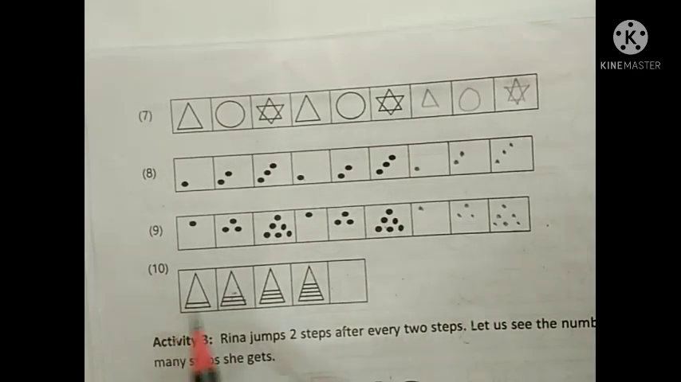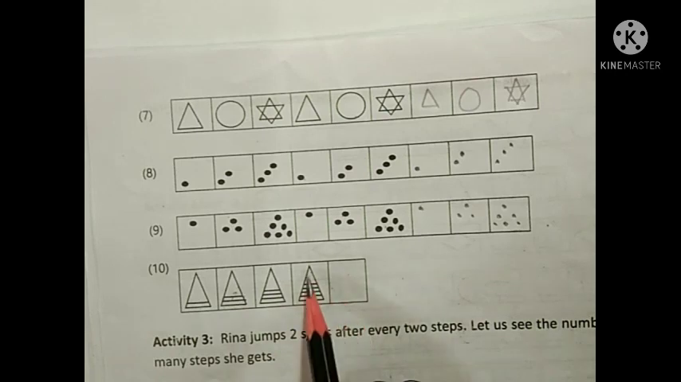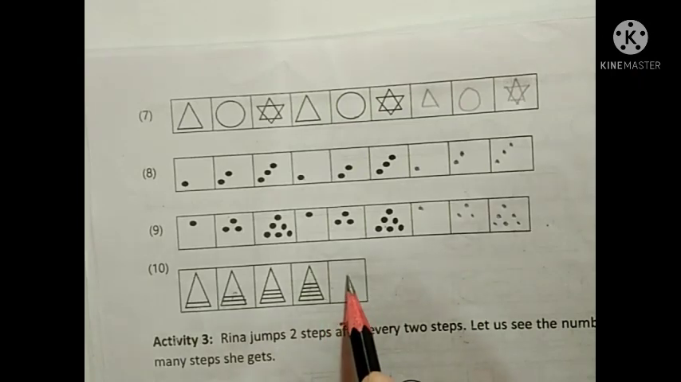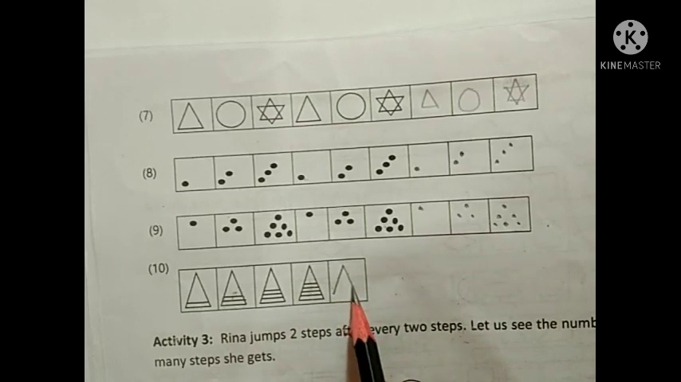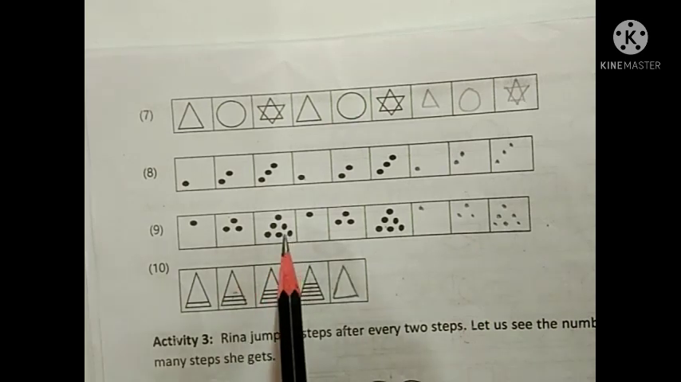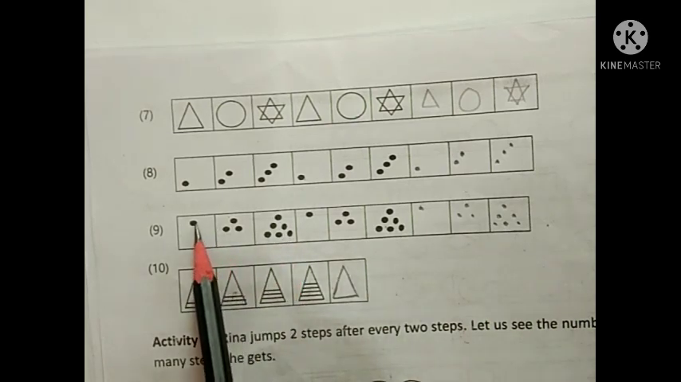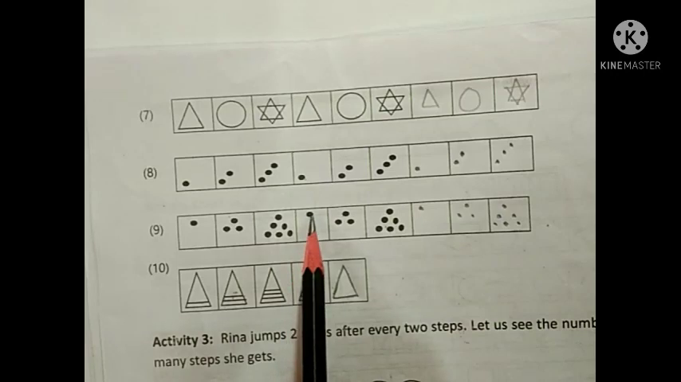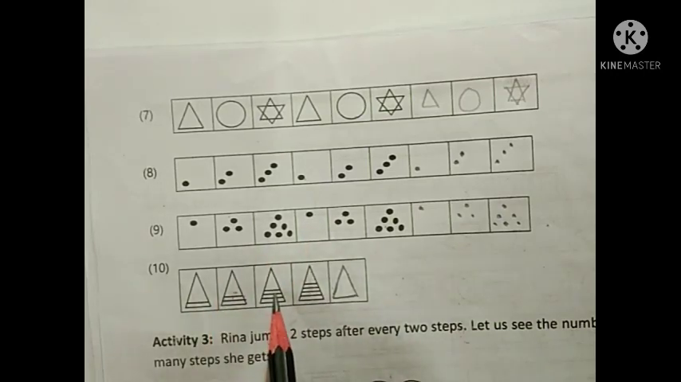Here one triangle and one line; here one triangle, two lines; one triangle, 3 lines; here one triangle, 4 lines. Next one is 5 lines. This way you have to draw one triangle, gradually increasing. These lines are increasing, not repeating. Here 1, 3, 6, again 1 came, but this type of repeating is not done.